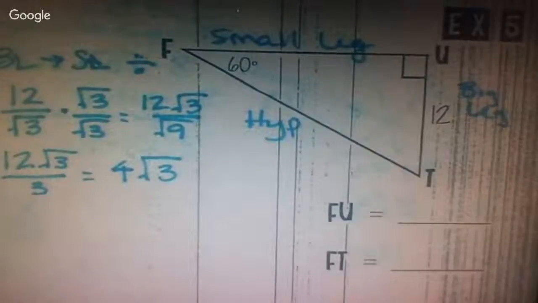Anytime that you're not given the small leg, that's the first thing you want to find. Every time. Because there is no rule that goes from your big leg to your hypotenuse. So you always need to resort back to the small leg to get your rules to work. So if it's got the big leg in it at all, we divide by square root of 3. Anytime you're dealing with the big leg in anything, it's the square root of 3. Anytime you're dealing with the hypotenuse in anything, it's 2.